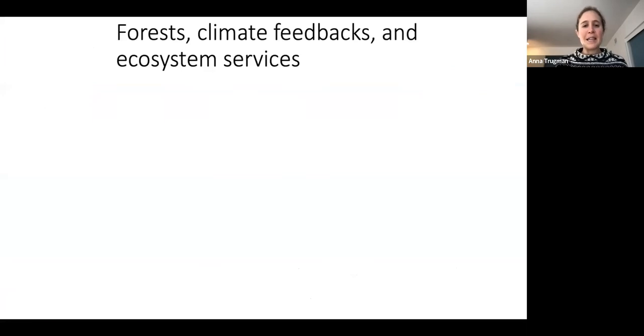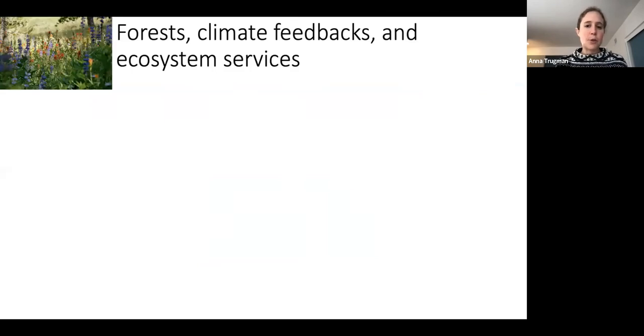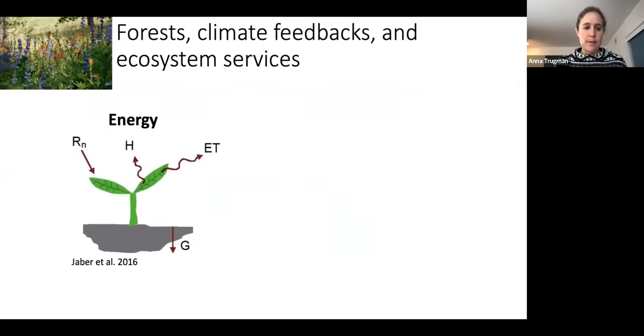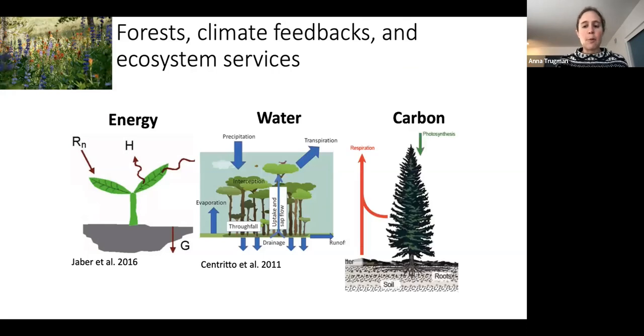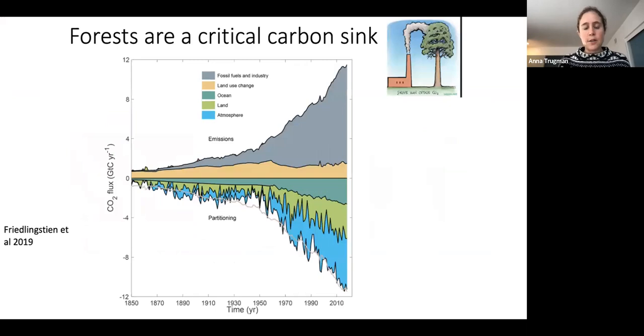So I don't think I really need to motivate why forests are such an amazing resource to this group, but they host the vast majority of this planet's biodiversity. And from an Earth system perspective, they modulate surface energy fluxes, the hydrological cycle, and the terrestrial carbon cycle. And when thinking about their role in the terrestrial carbon cycle, they have this enormous potential to help mitigate anthropogenic climate change.